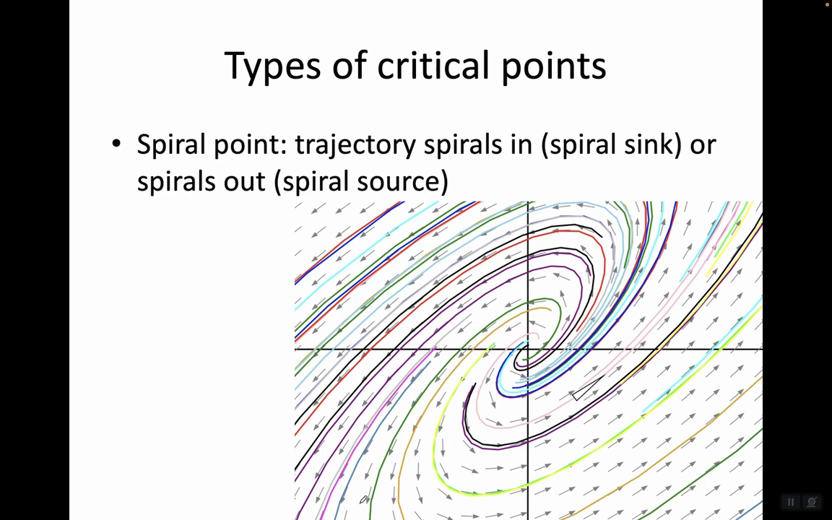A spiral point looks like this. So we have the trajectory spirals in. So maybe it's spiraling in, that would be a spiral sink, or it spirals out. In this case, you can look at the arrows and see that it's spiraling out. In that case, it would be a spiral source. So if you're going in, we call it a sink. You can think of this stuff going down the drain. And if it's spiraling out, in other words, if you've got something like this happening, it's a source.